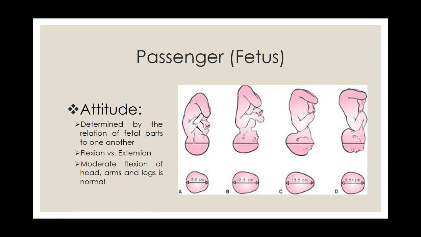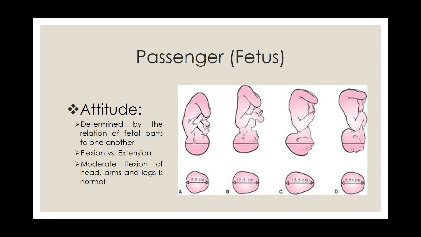Now, let's talk about attitude. Attitude is another term that you need to know whenever you are talking about the passenger. It's determined by the relation of the fetal parts to one another. So, flexion versus extension, basically. Moderate flexion of the head and the arms and the legs is normal, and this is what we like to see. And that should make sense to you because we've talked about that whenever we've talked about the Ballard scoring system, and we've talked about this whenever we've talked about your assessment of a newborn.